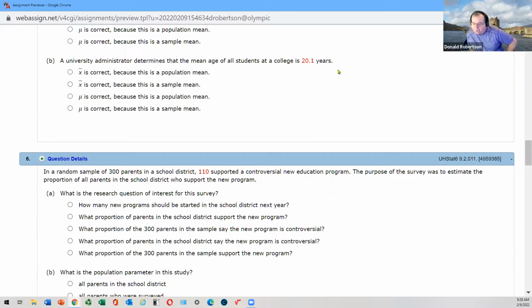What's that? An X bar or a mu? There is a word in there that kind of gives it away. X bar? The word that gives it away.